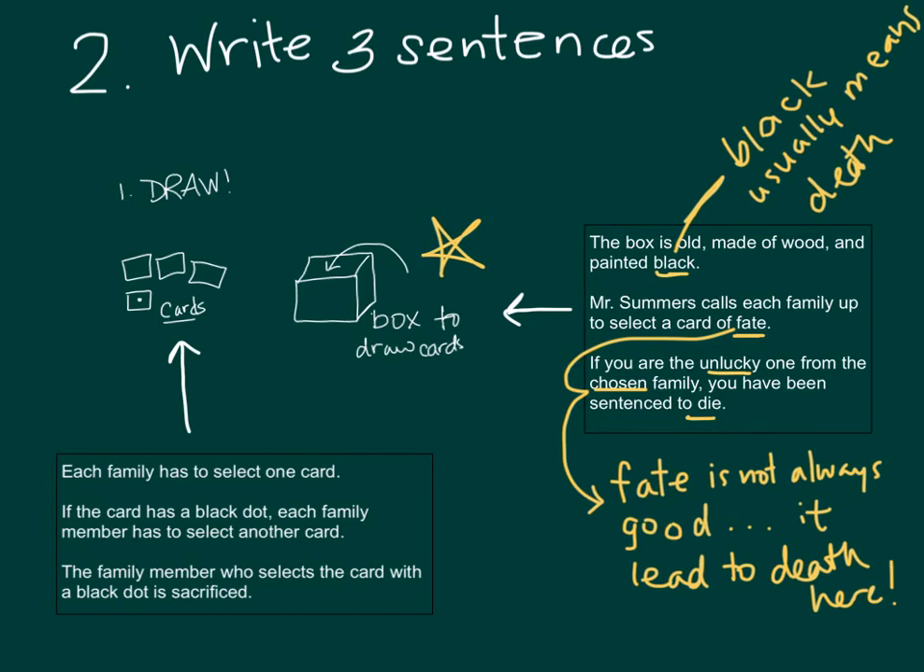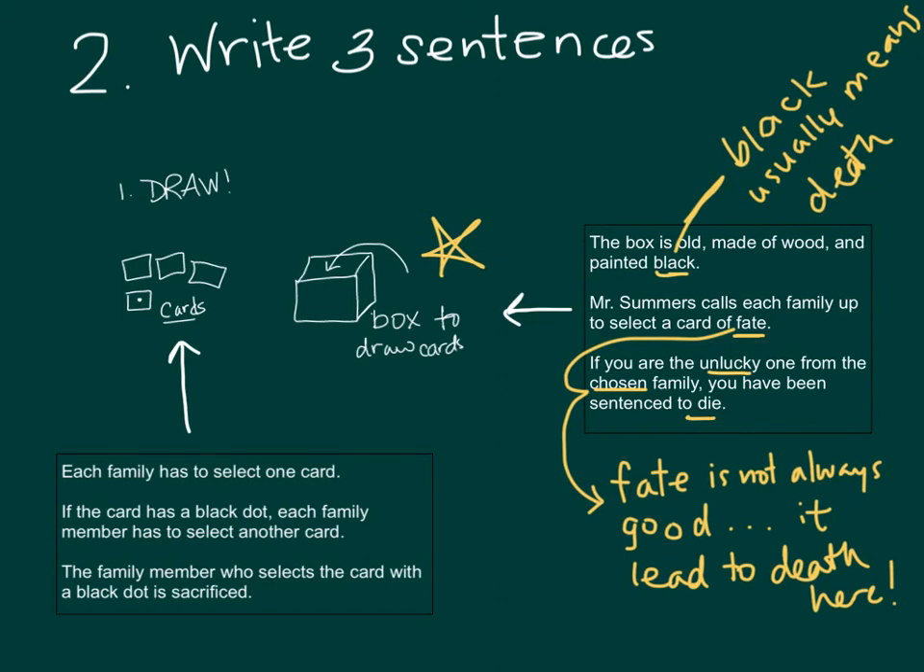But my last sentence is, if you are the unlucky one from the chosen family, you have been sentenced to die. So in other words, if you were the person from the chosen family that got the black dot on your card, I think we were able to infer that they threw rocks or stones at that person. So I underlined some keywords and I used the yellow marker to do that. I underlined black, I underlined fate, and then unlucky, chosen, and die. So you can see my notes there. That's sort of my think aloud.